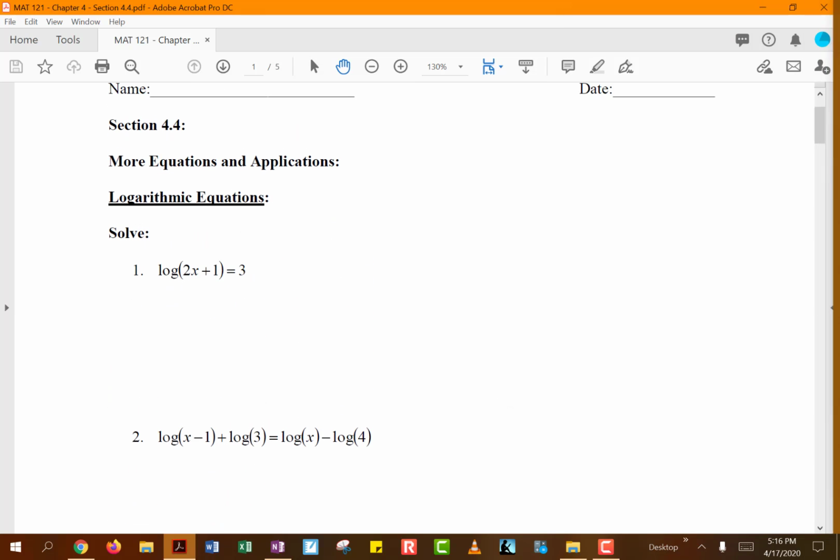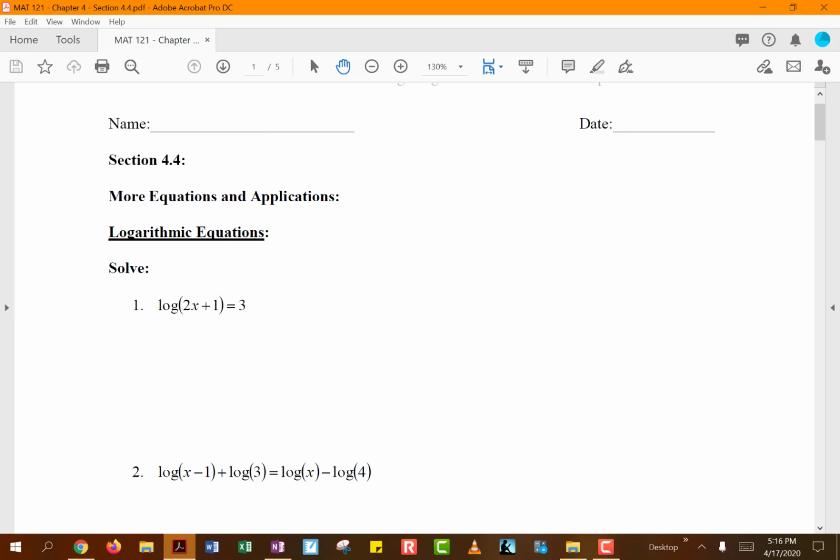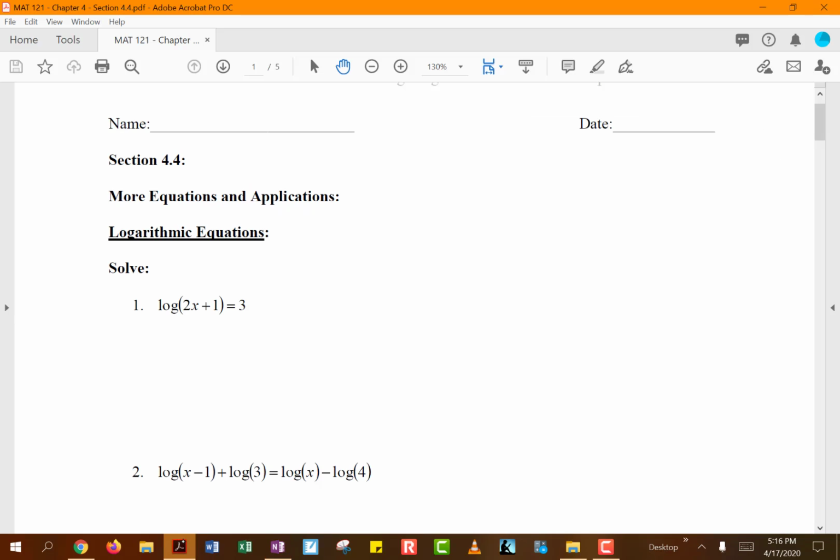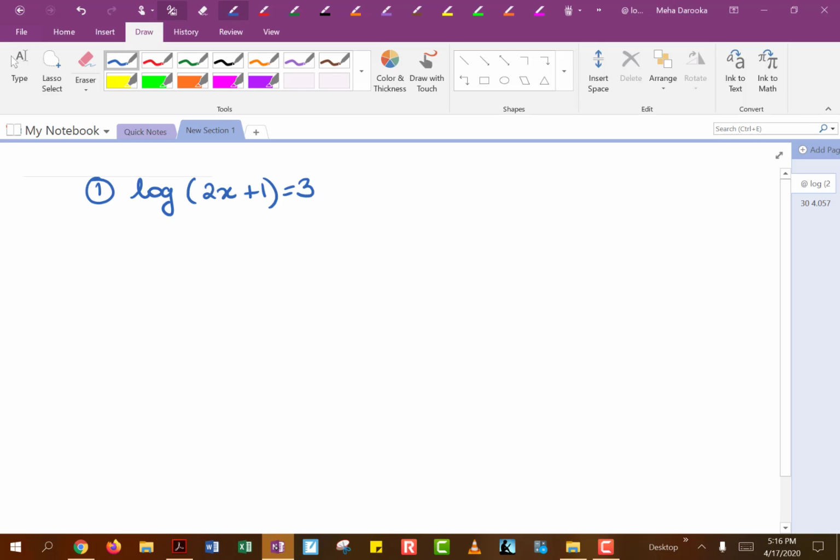So let's start with our first one over here, and we're looking at the equation log of 2x plus 1 equals 3. Now, of course, they're asking us to solve these equations, which means we actually have to find our x value. Okay, so you're trying to find your x variable here. So the first thing you should see is that our 2x plus 1 is inside the logarithm, right? So that means we need to find a way to get the x outside of that logarithmic expression.